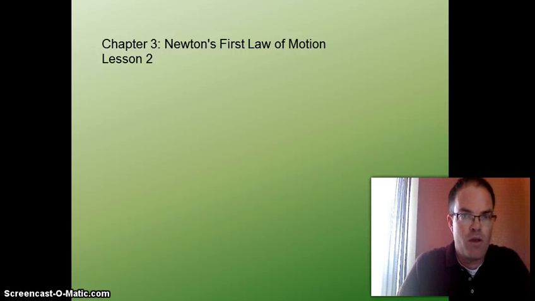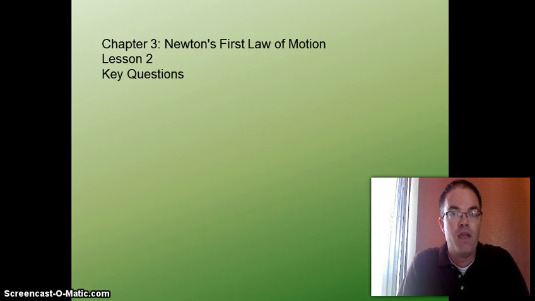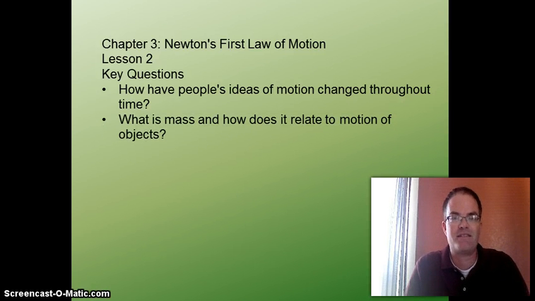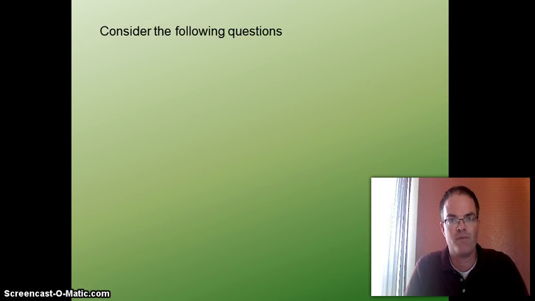We are here looking at Chapter 3, Lesson 2. The key questions for this lesson are: how have people's ideas of motion changed throughout time? We're going to be taking a look at going all the way back to Aristotle, which is 300 BC. And what is mass, and how does it relate to motion of objects? We saw this in the first lesson, and we want to make sure you understand it, so we're going to hit those concepts again. Let's consider some questions to start us off.